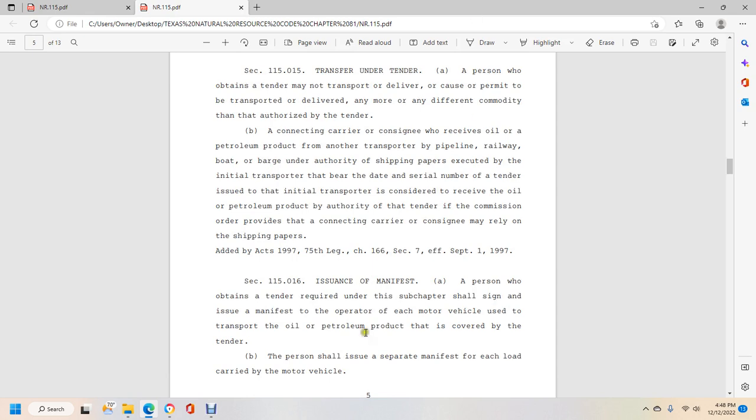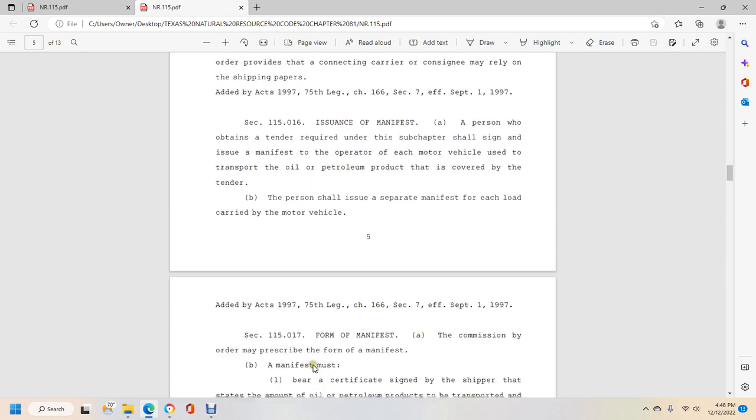Section 115.016, Issuance of manifest. A person who obtains a tender required under this subchapter shall sign and issue a manifest to the operator of each motor vehicle that will transport oil or petroleum product covered by the tender. The person shall issue a separate manifest for each load carried by the motor vehicle.